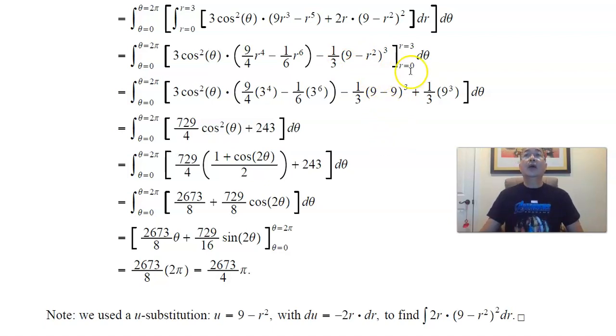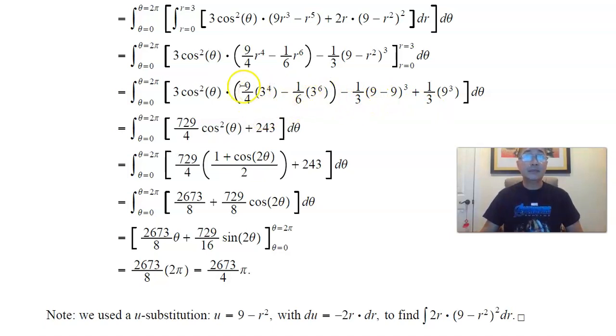Okay, now what about 0? So we will get 0 and 0 here. The first term is completely 0. And then you'll get plus 1/3 times 9 minus 0 squared. So that's 9 quantity cubed. Okay, so that part is not 0. Very easy to make a mistake there.